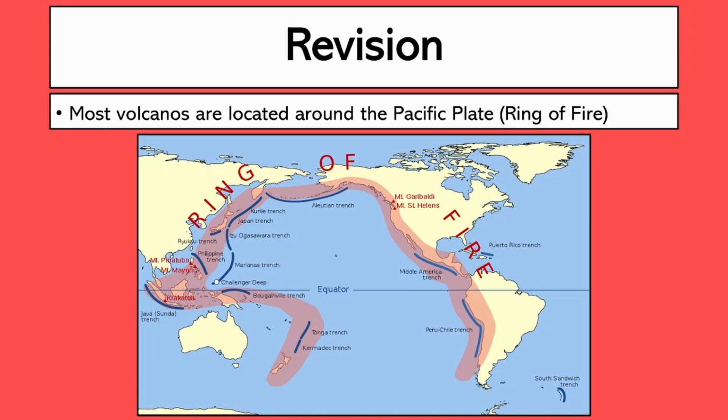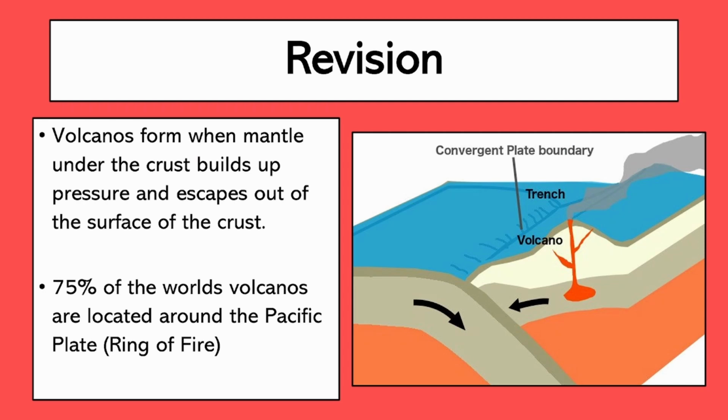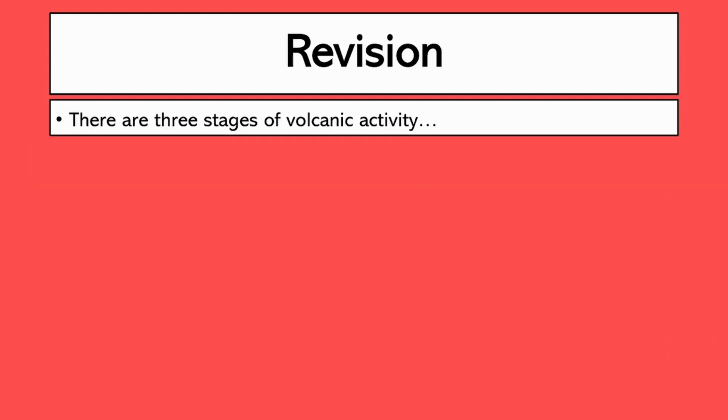So a little bit of revision before we start. Most volcanoes are located around the Pacific Plate, which is also known as the Ring of Fire. The Pacific Plate is where the Pacific Ocean is, and it's the largest tectonic plate on the Earth. Now volcanoes form, a little bit more revision, when mantle under the crust builds up pressure and escapes out of the surface of the crust. And 75% of the world's volcanoes are located around the Pacific Plate, so that Ring of Fire that we looked at before on the previous slide.